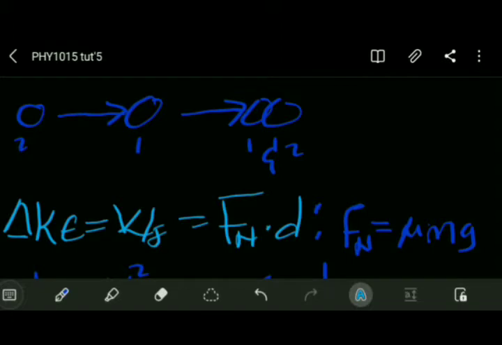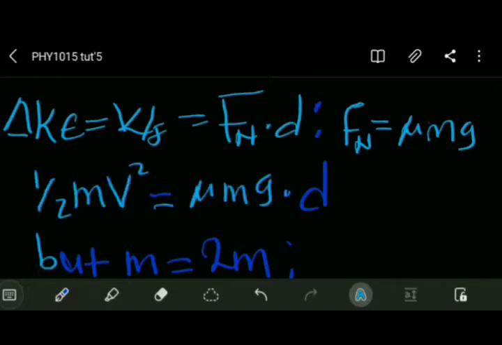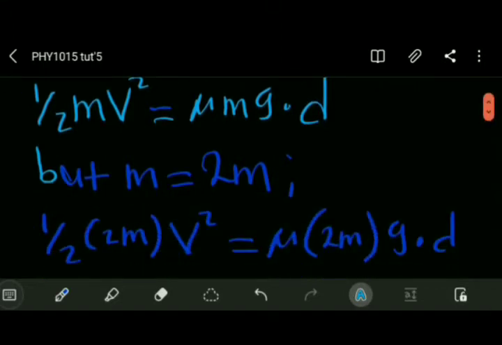We know that the normal force Fn is equal to mu mg. But here, remember that our m in this case is 2m because we are dealing with two masses. So then we have that half mv squared equals mu mg times the distance.